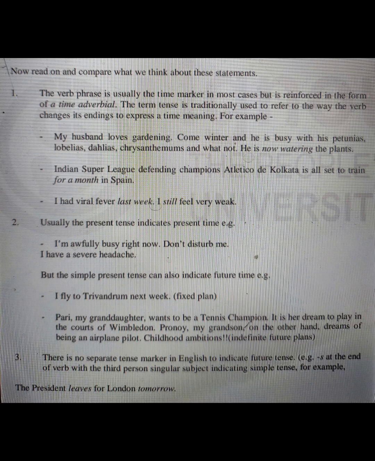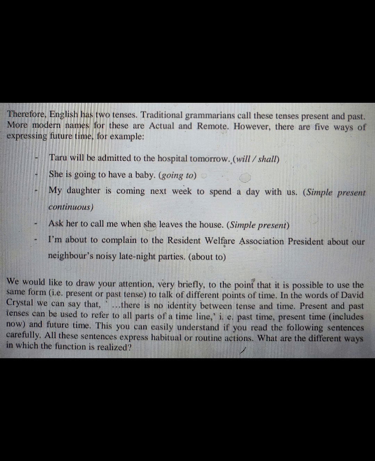3. There is no separate tense marker in English to indicate future tense, e.g. s at the end of the verb with the third person singular subject indicating simple tense. For example, the president leaves for London tomorrow. Therefore, English has two tenses. Traditional grammarians call these tenses present and past. More modern names for these are actual and remote.